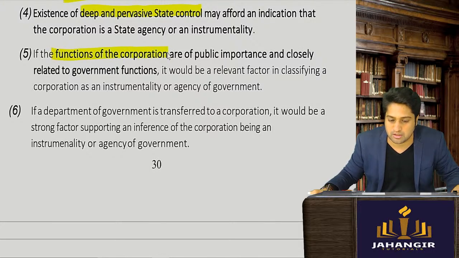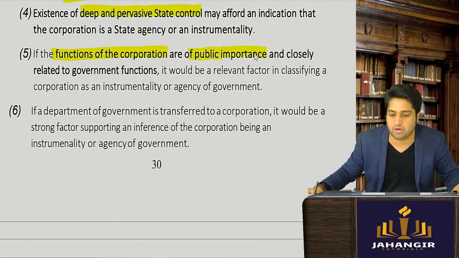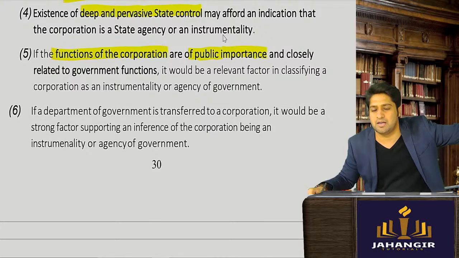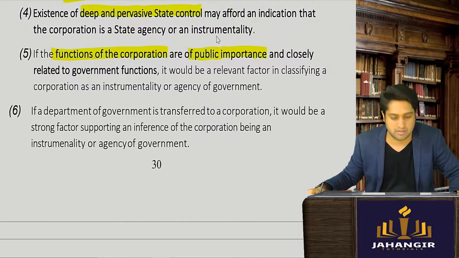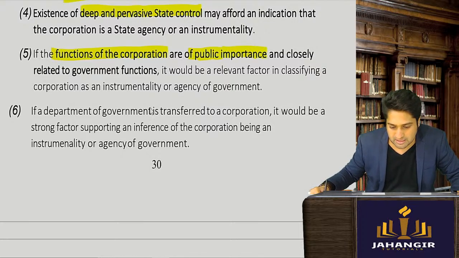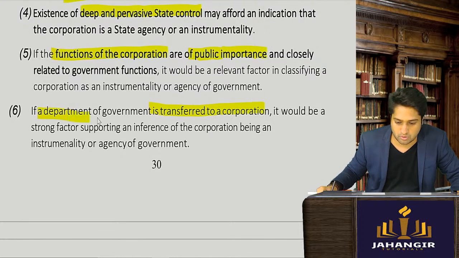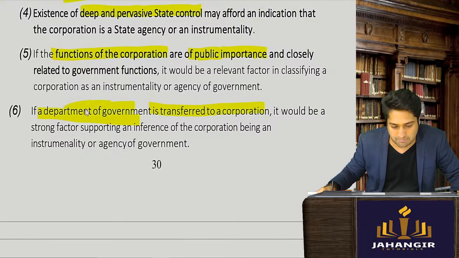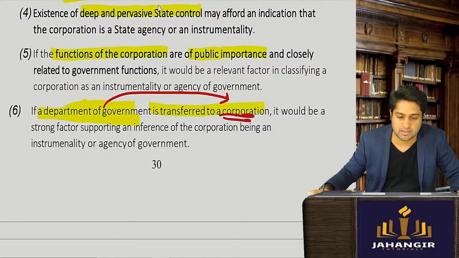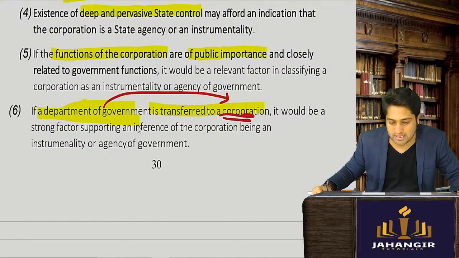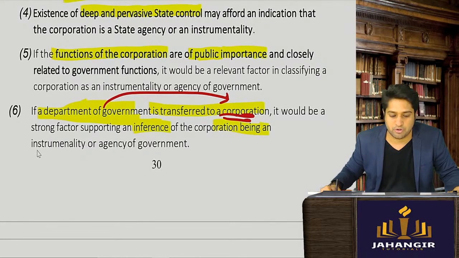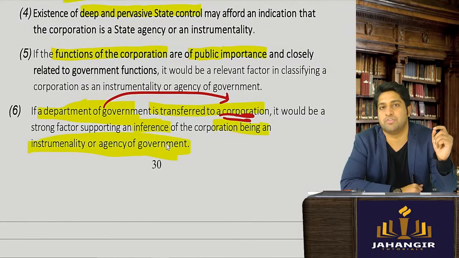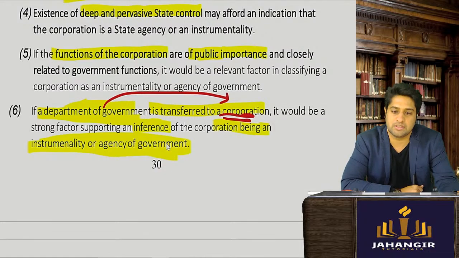The functions of the corporation are of public importance. For example, BEST, the electrical department. Okay, railways. So it will be covered under state. If the department of government is transferred to a corporation, then again it would be a strong factor to support an inference that yes, this department or corporation is an instrumentality of the state. It is an agency of the government.